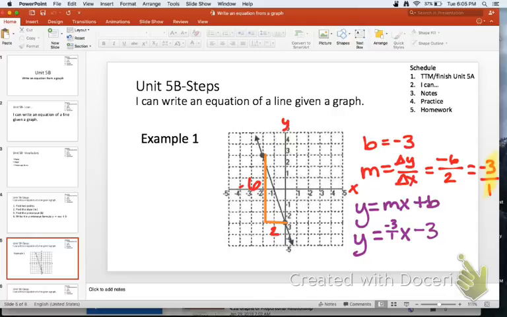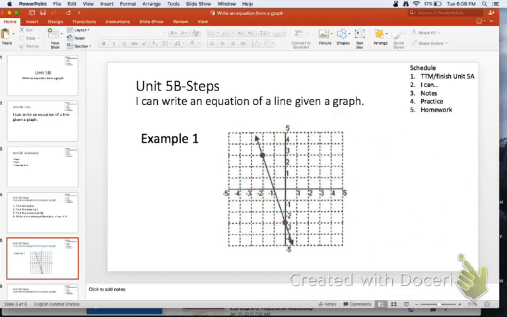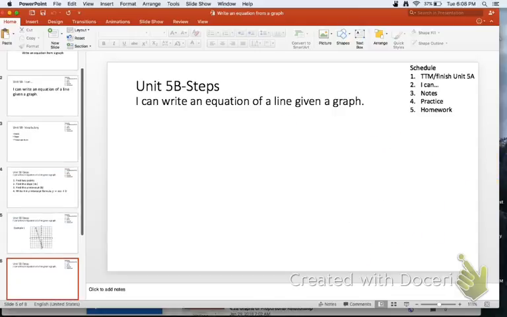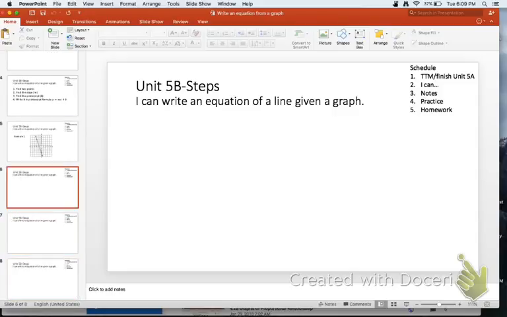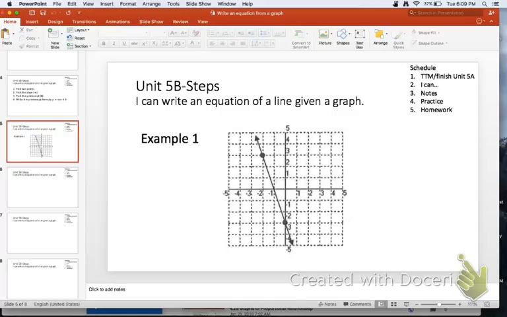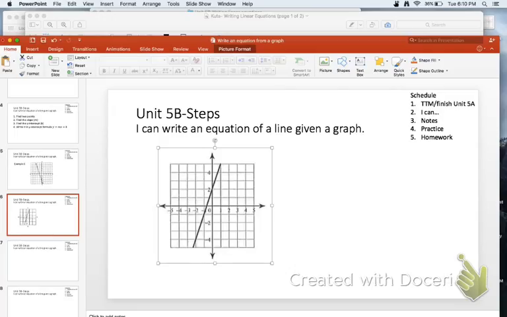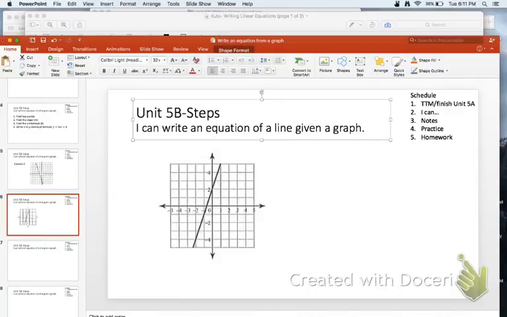Let's try one more. Oh, I don't have any more on the slides. All right, so I added another one in really quickly for us to walk through.